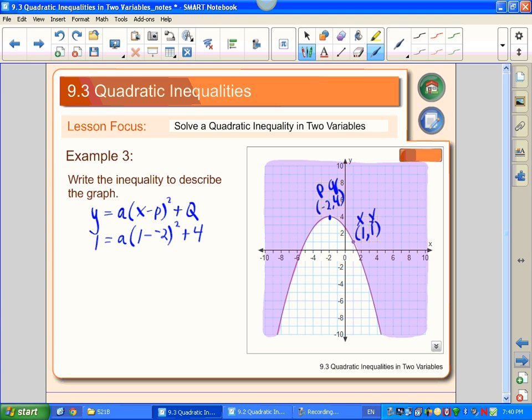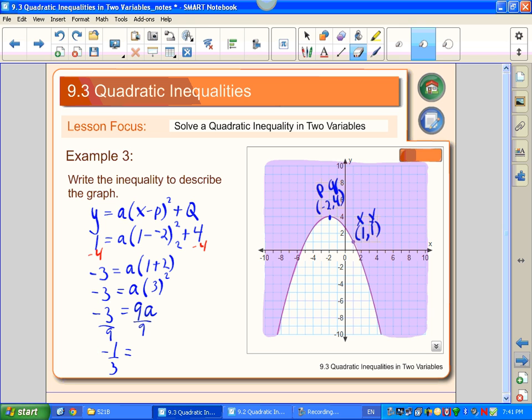And we're going to solve for a. So I'm subtracting 4 from both sides. We have negative 3 is equal to a, and this is 1 plus 2 squared, just to make sure you have the sign correct. And so that gives me a, and this is 3 squared. So this is negative 3 is equal to 9a. Divide both sides by 9, and I get negative 1 over 3 is equal to a.